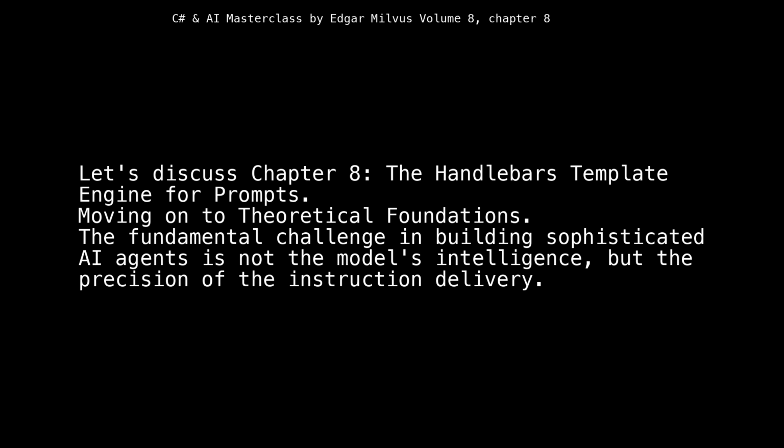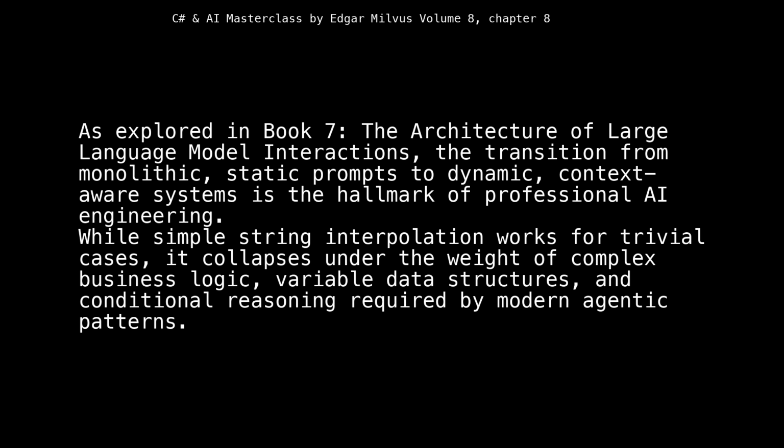Moving on to theoretical foundations. The fundamental challenge in building sophisticated AI agents is not the model's intelligence, but the precision of the instruction delivery. As explored in Book 7, the architecture of large language model interactions, the transition from monolithic, static prompts to dynamic, context-aware systems is the hallmark of professional AI engineering.